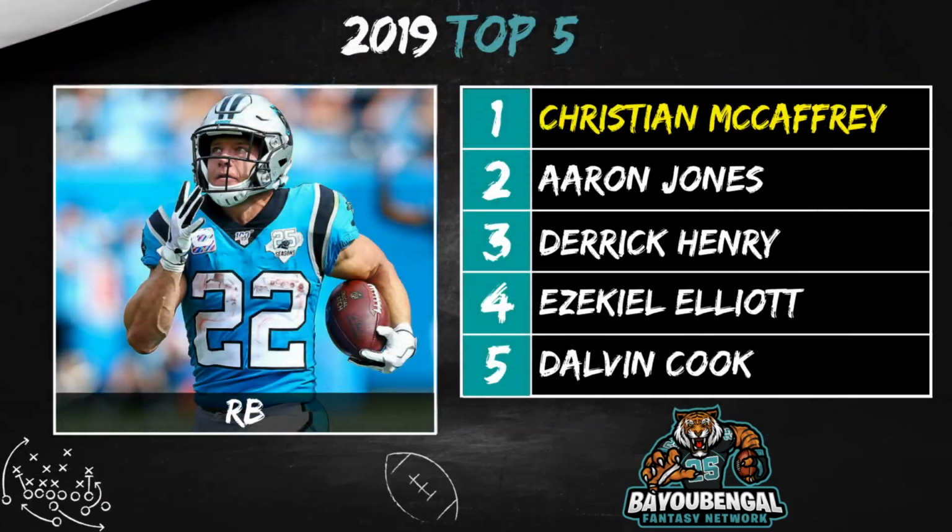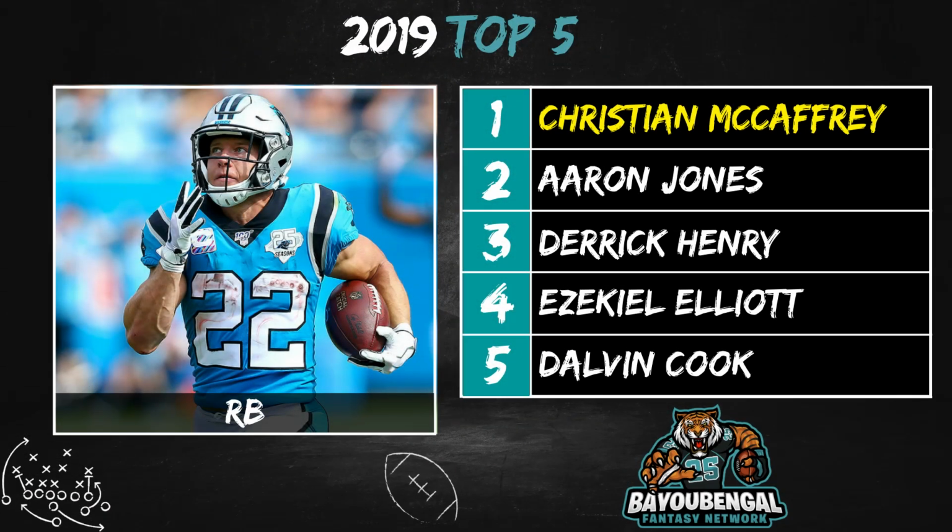Now, if we scoot over to 2019, there's only 2 backs that appear on this list from the year before in 2018. Christian McCaffrey, he's now the #1 guy. He moved up 3 spots from last year. You have Aaron Jones, Derrick Henry, and Ezekiel Elliott, who moved up 1 spot. He is now in the #4 spot, and then Dalvin Cook. And this is that year that Christian McCaffrey had that outlier year with 413 points, 413.2 points.